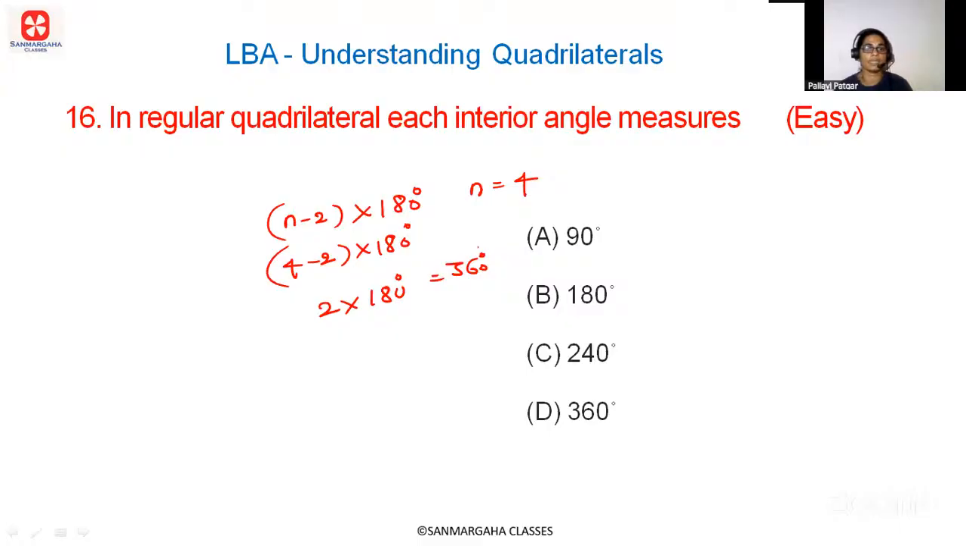We need to find each angle, right. So find the measure of each angle. So this is 360 degree divided by, how many sides are there, 4 sides, right. So divided by 4. Okay. So here 4 1s are 4, 4 9s are 36, 0. Okay. So this is equal to 90 degree. So in a regular quadrilateral, each interior angle measure is 90 degree. So the correct option is A. Thank you.